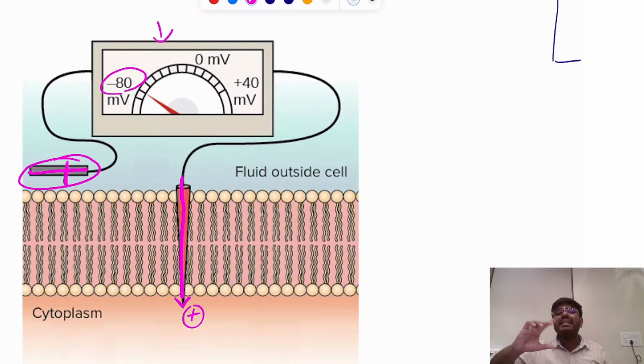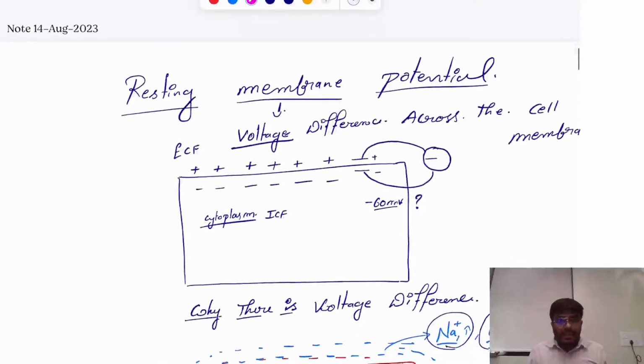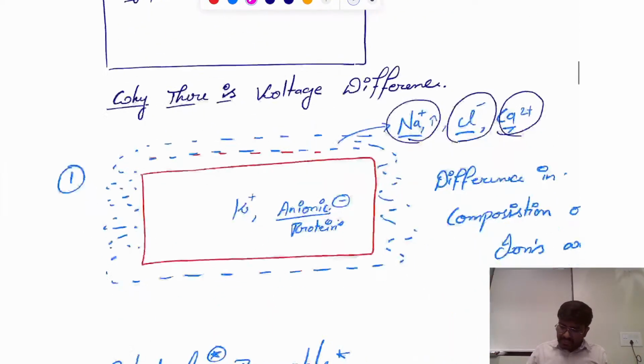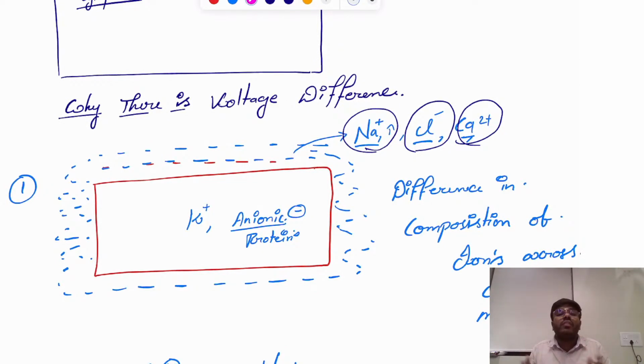Now, why is there this resting membrane potential? Why is there this difference? Why is there this negativity inside the cell? I have explained the reasons. The cells are made in such a way that outside the cell different types of ions are there, and inside the cell different types of ions are there. Not only are the types of ions different, the concentrations of ions are different too.